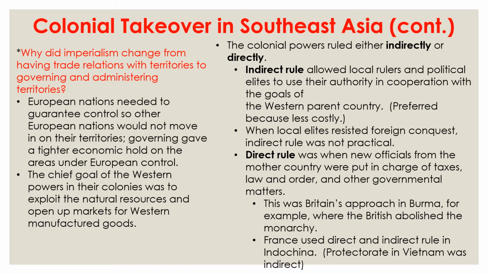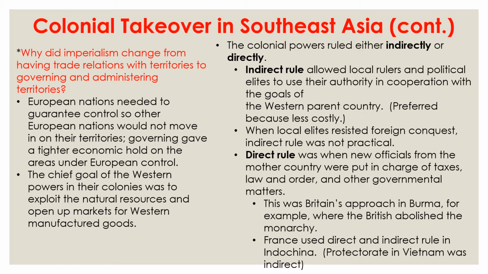The colonial powers ruled either indirectly or directly. Now, these are two different styles of governing in the new imperialism time period. Okay, indirect rule means that the local rulers were allowed to maintain some of their own authority as long as they cooperated with the goals of the Western parent country. Okay, this was actually a preferred way of doing imperialism in the 19th century because it was less costly.